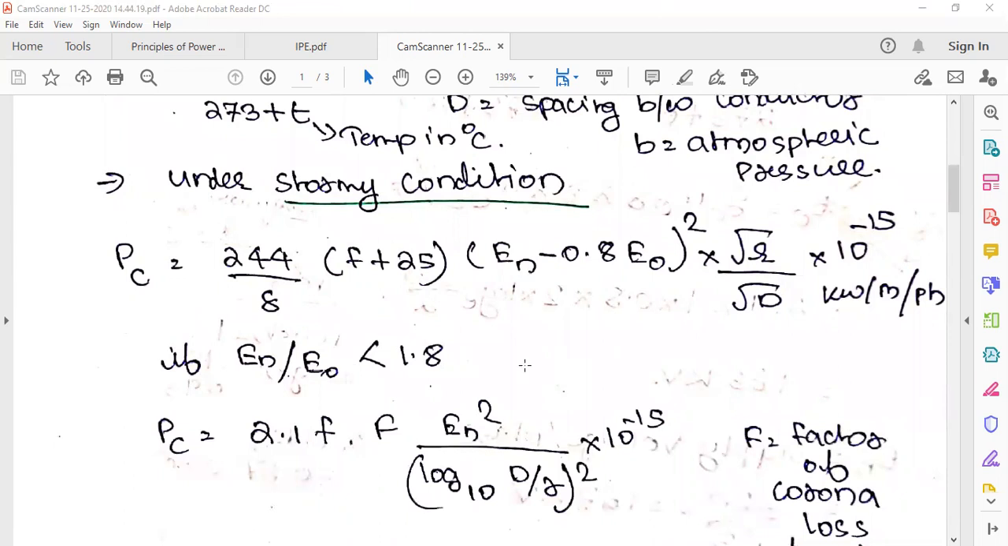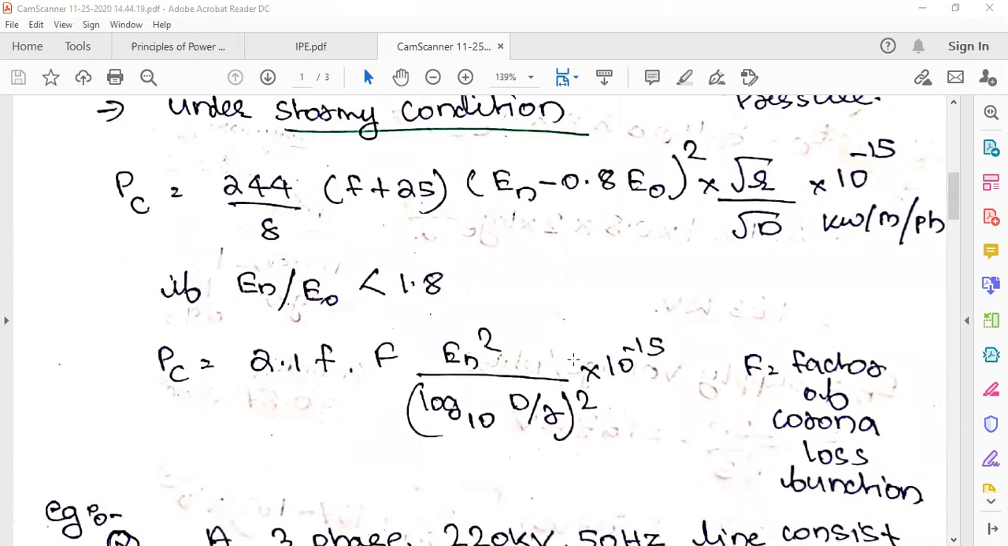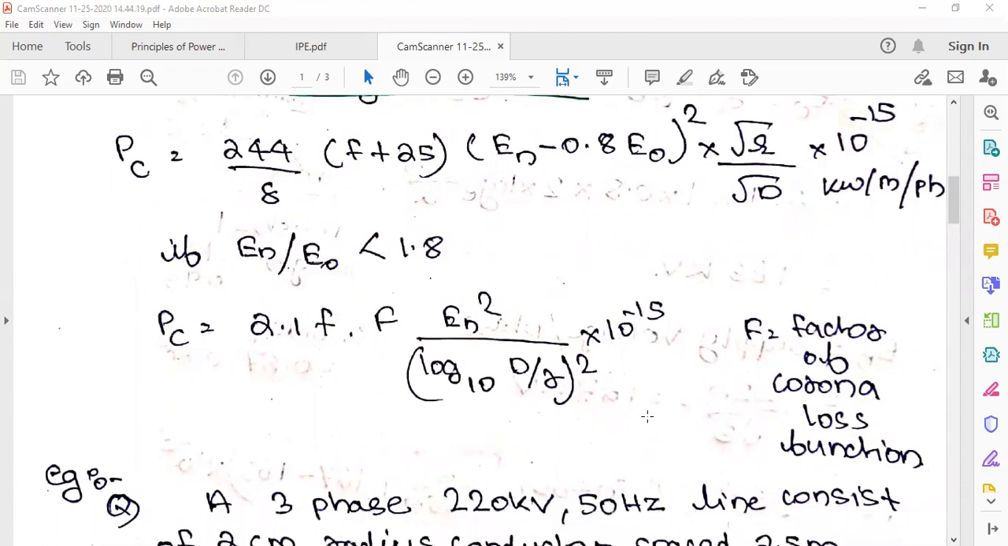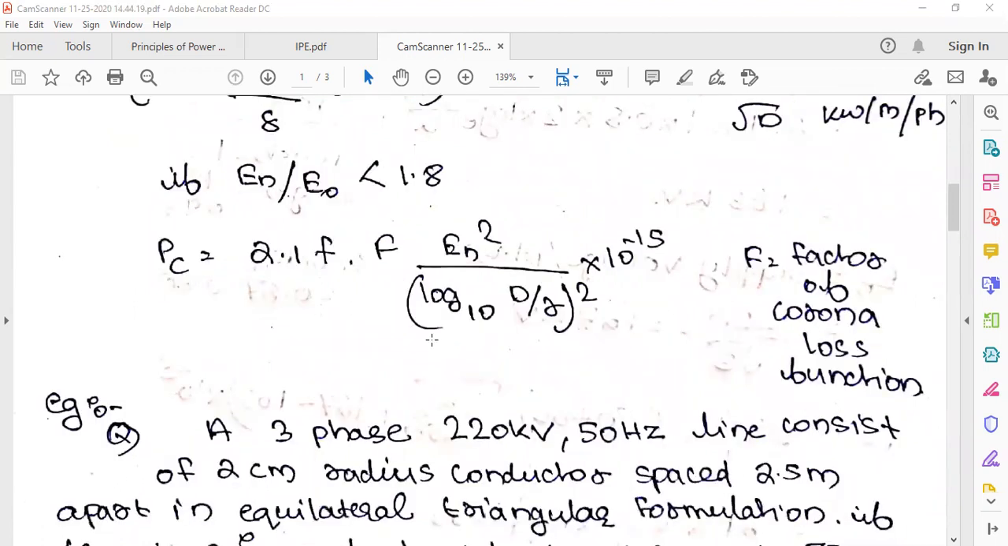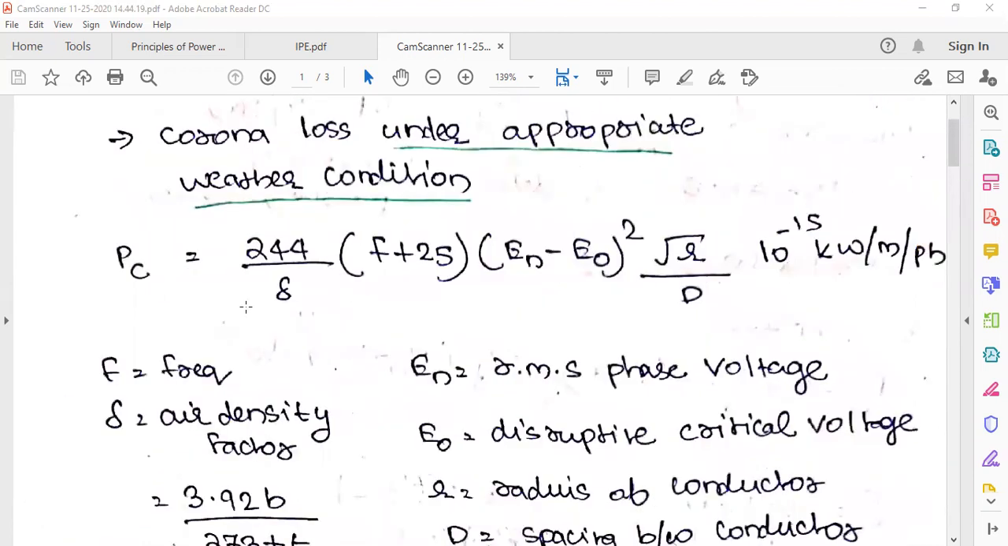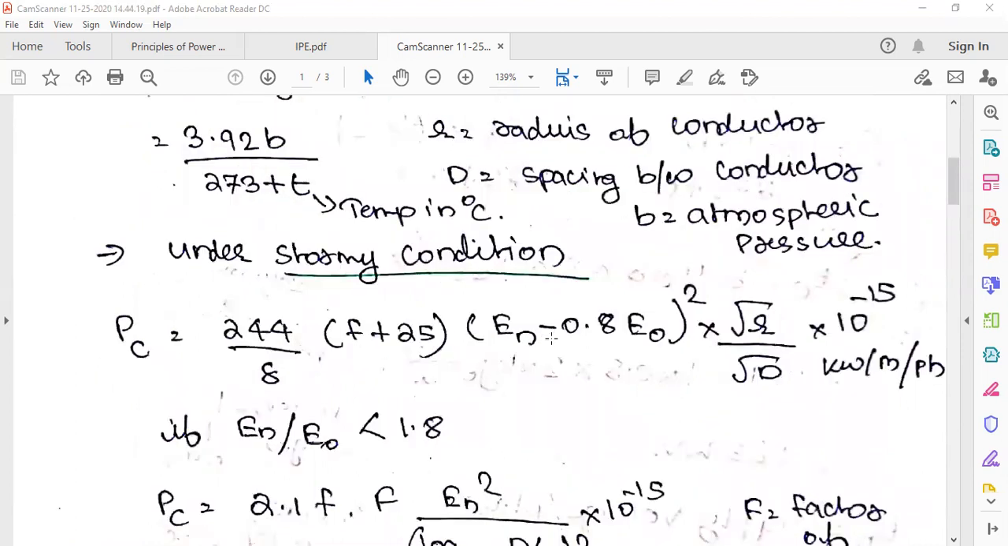And one more condition is there: if En by E naught is less than 1.8, then power loss is given in the form of a corona loss function, that is 2.1 F into F of En square by log of D by R to the base 10, the whole square. So these are the two formulas, and most probably you will get the problems only according to the proper weather condition. Okay, now let's see one problem.